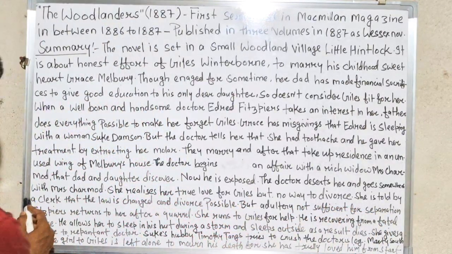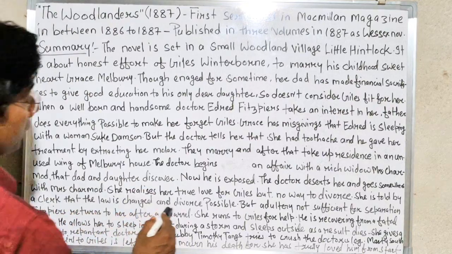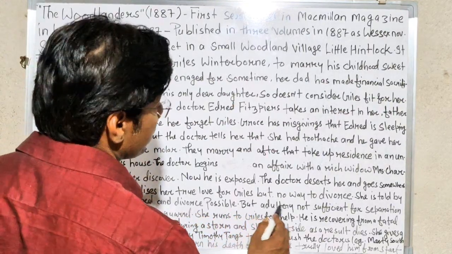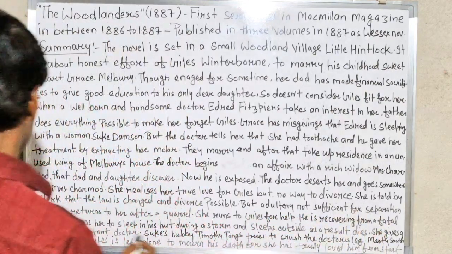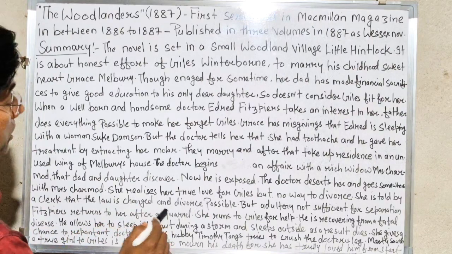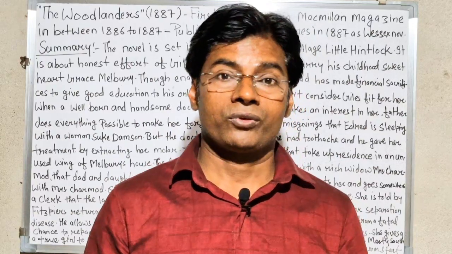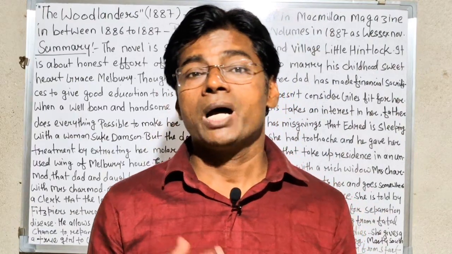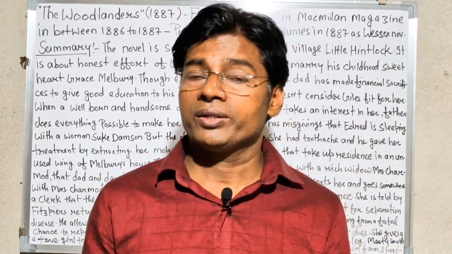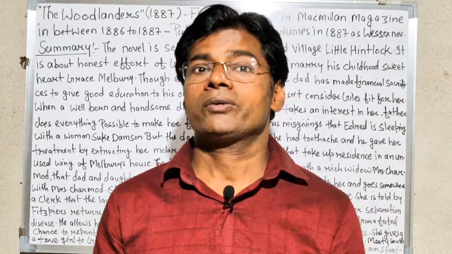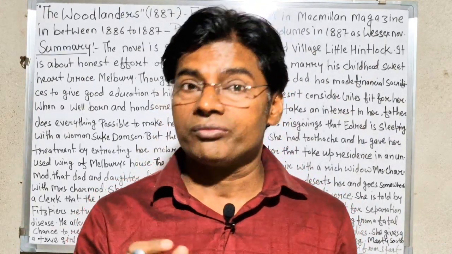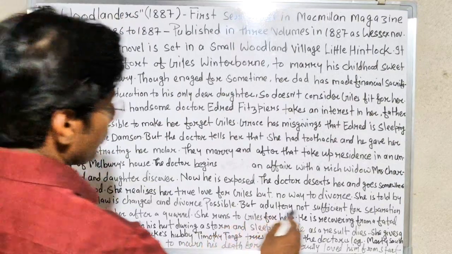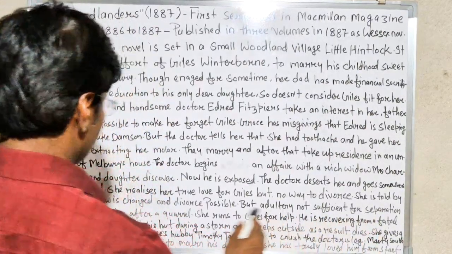She is told by a clerk, I told you that the law is changed and divorce is possible, but adultery is not sufficient for separation. Adultery means just doing something wrong or having some extramarital affair, that is, having an affair outside marriage, and that is not sufficient. She gets to know that it is not sufficient for separation to get divorced from her own husband.